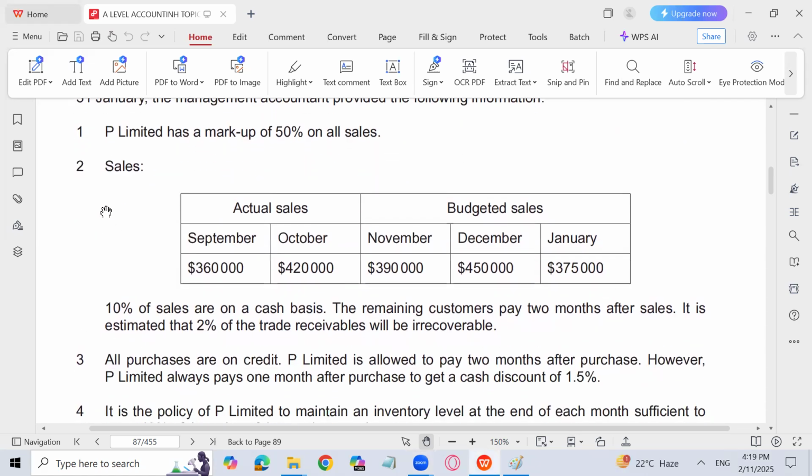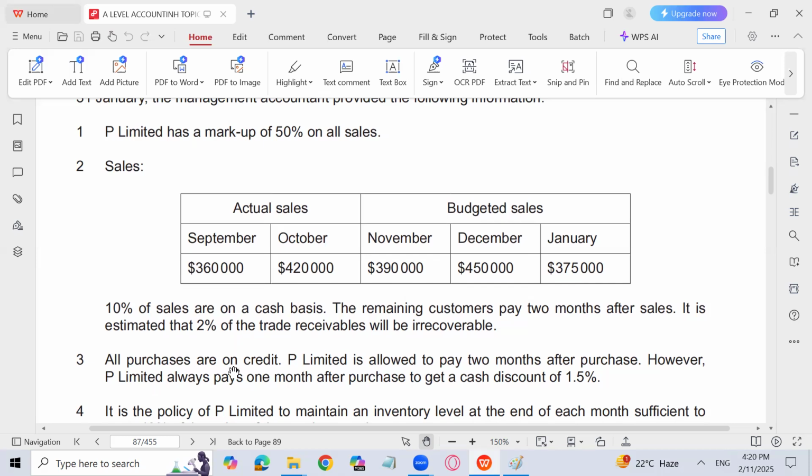It will be subtracted from sales to get the amount of cost of sales. 10% of sales are on cash basis. The remaining customers pay 2 months after sale. It is estimated that 2% of the trade receivable will be irrecoverable. Whatever be the amount of sales, 10% will be cash sale. The remaining 90% will pay us after 2 months, but we will not get the 2%, because that will become bad debts.